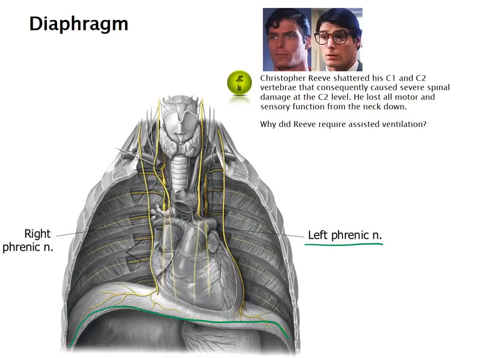So why then did Christopher Reeve require assisted ventilation for the rest of his life? Well, because the diaphragm is innervated by the phrenic nerves, which come from levels C3, C4, and C5. Since his paralysis occurred at the level of C2, no neuronal input was being conveyed to the levels below. Therefore, he couldn't activate his diaphragm for respiration.